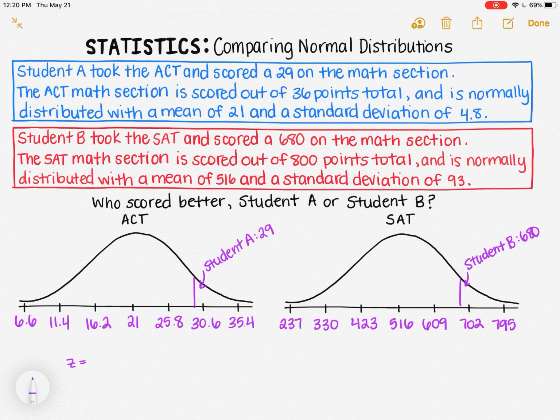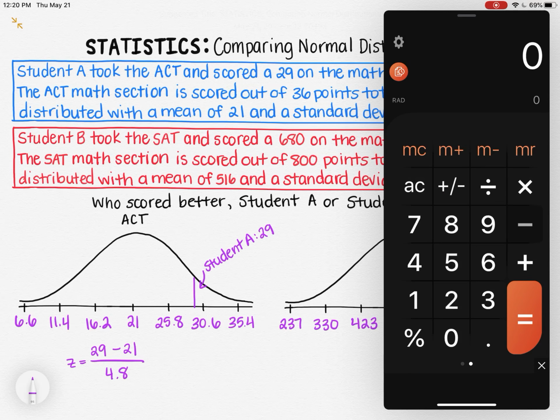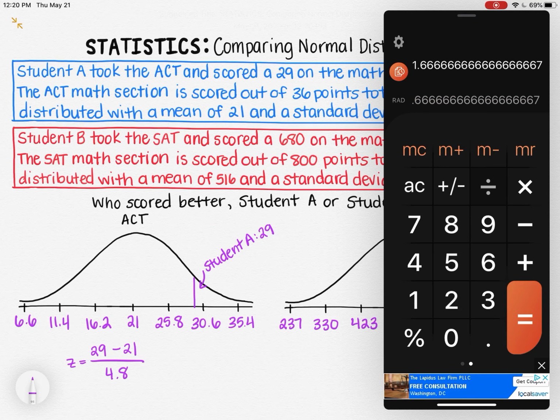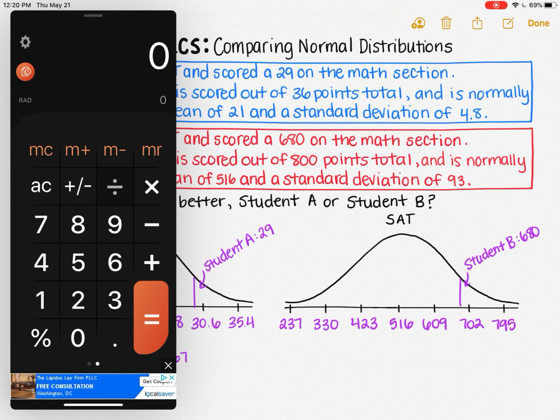So to find the z-score for student A, we have to take the data point we're interested in, which is student A's score, which is a 29, subtract the mean, which is 21, and divide by the standard deviation, which is 4.8. So in my calculator, I'll do 29 minus 21, and then divide by 4.8. That gives me 1.67. We always round to the hundredths place for z-scores. So that tells us that student A's score is 1.67 standard deviations above the mean.